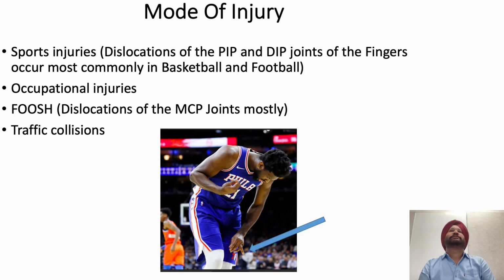Now coming to the further slide, mode of injury. We have discussed that sports injuries are the most common cause for dislocations of PIP and DIP joints of fingers, most commonly in basketball and football, basically contact sports with the ball. Occupational injuries, and a fall on an outstretched hand, as we have discussed, mostly cause MCP joint dislocations, and of course traffic collisions. This is a famous figure of, I think, Joel Embiid. He plays for Philadelphia. You can see his dislocated finger. It was, I think, last season.